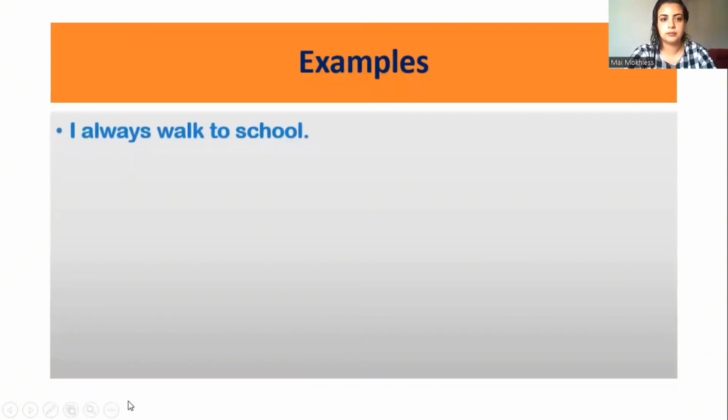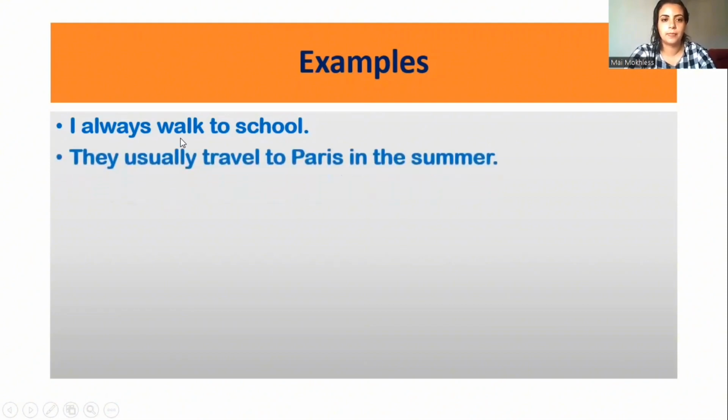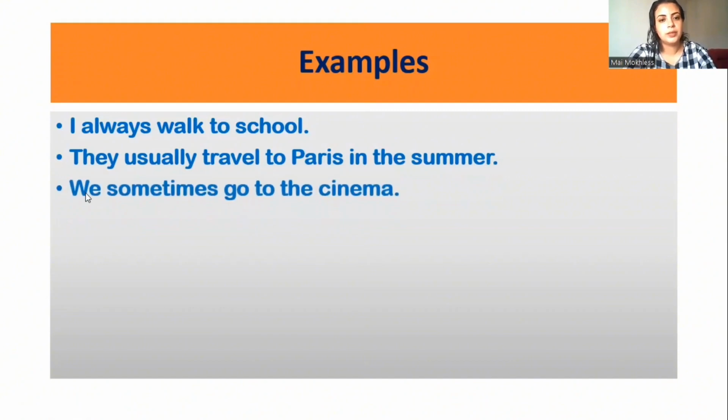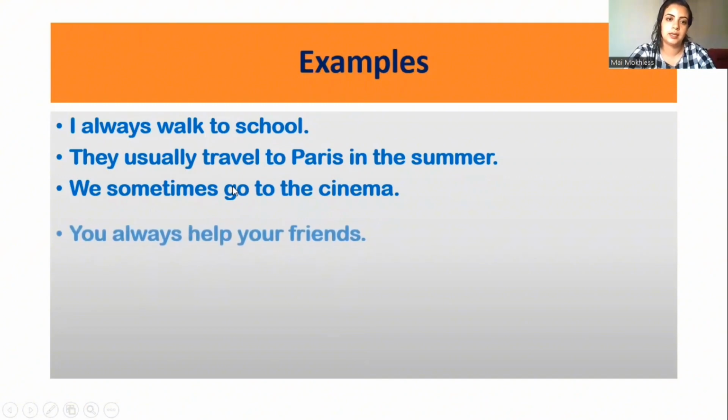For example, I always walk to school. So we use I, walk. I plus the verb without adding anything. They usually travel to Paris in the summer. So they travel. I walk. They travel. We sometimes go to the cinema. Again, we is a plural subject, so it goes with the verb in the infinitive form without adding S.